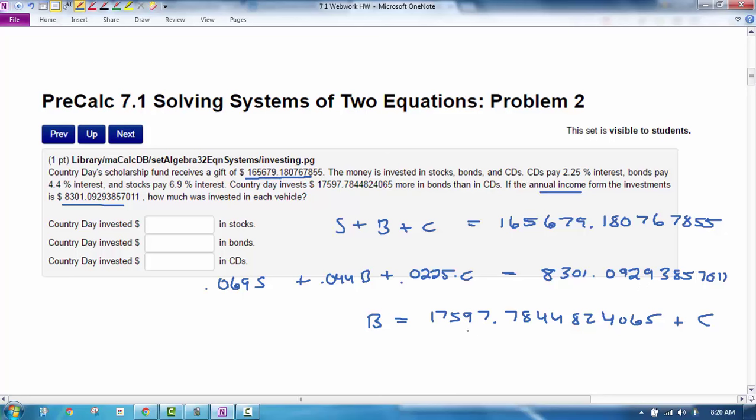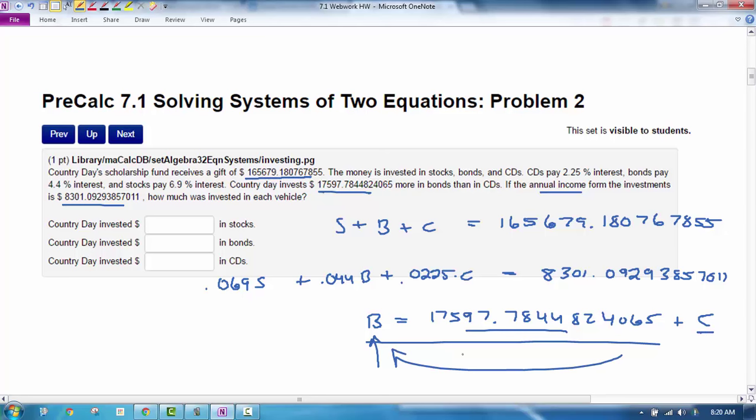And then the last equation, they said Country Day invests this much more in bonds than CDs. So this much more in bonds than CDs can be a little tricky to write, but there's more in bonds, which means that I'm going to add that number to CDs to get the bonds. So double check that, because whatever you stick in for C, you would add that to this number to get a larger B value for bonds.